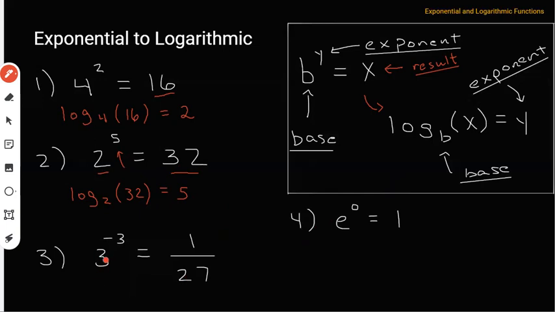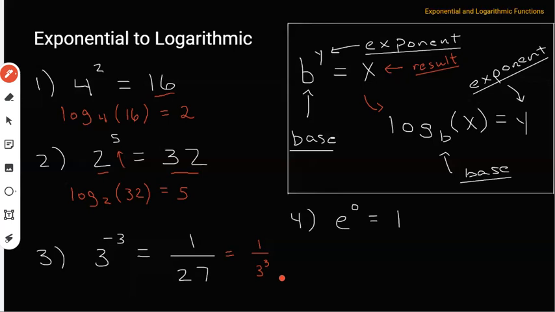Okay, let's try number 3. I have 3 to the negative 3 power is equal to 1 over 27. Now, whenever you have negative exponents, what you're going to do is write them as a positive number inside the denominator. So this is really going to be 1 over 3 to the third power. And that 3 to the third power is going to be 27. So that's why there's a 27 in the denominator.